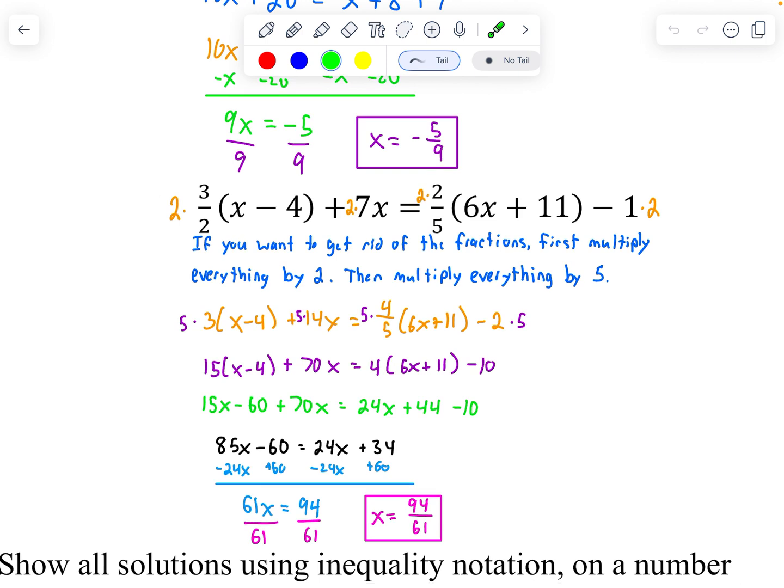On this one, if you want to get rid of fractions, first multiply everything by 2. So look how I showed this by 2, this by 2, this by 2, and this by 2. And that'll get rid of this 2 right here. Okay, so here's what I've done in the purple. Then, that's having multiplied everything by 2.